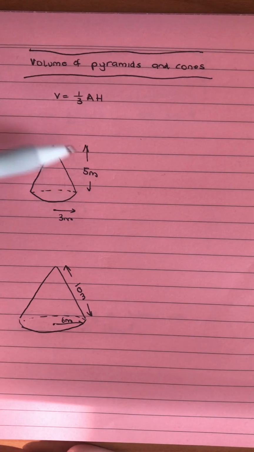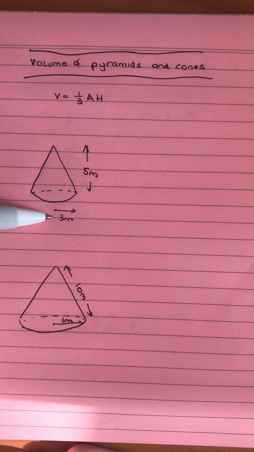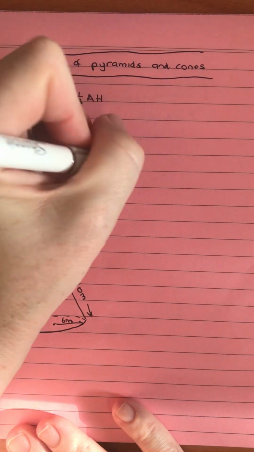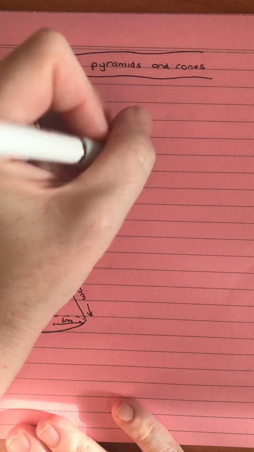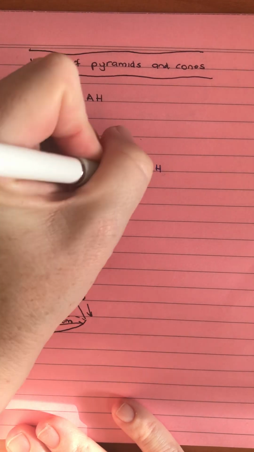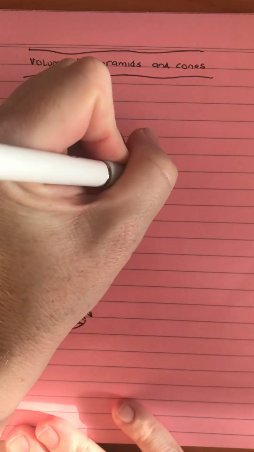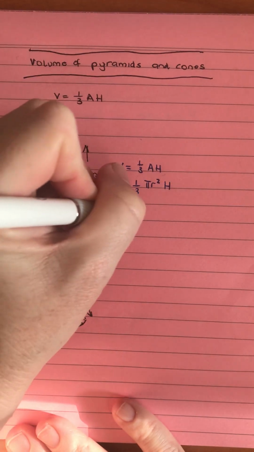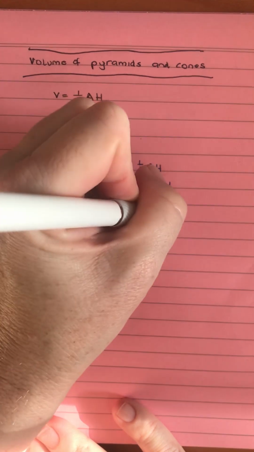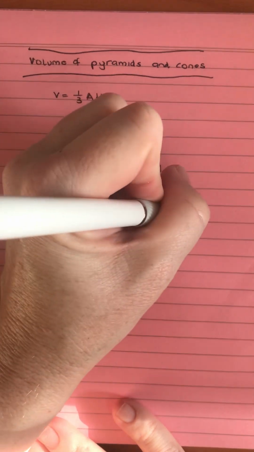So the first one is a cone. We've got a radius of 3 and a height of 5. So we're going to put our volume is equal to a third of our area times height, which in this case is a third of pi r squared times our height. So we've got a third, and we're going to do pi times our 3 squared times 5.